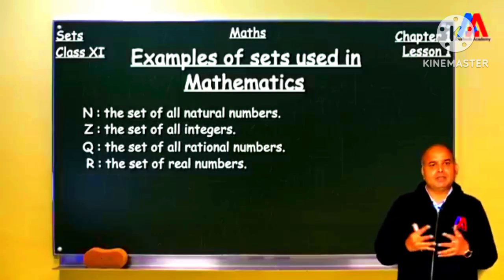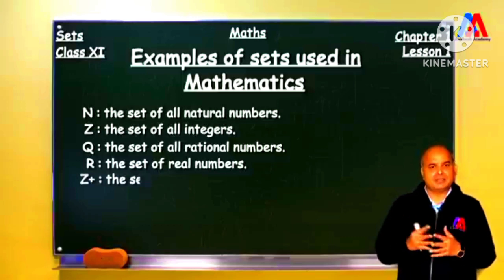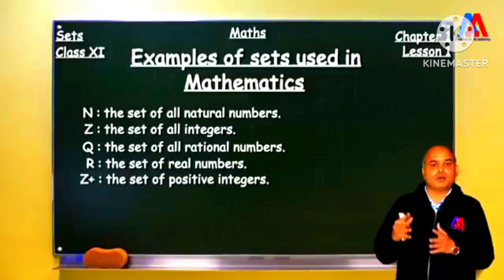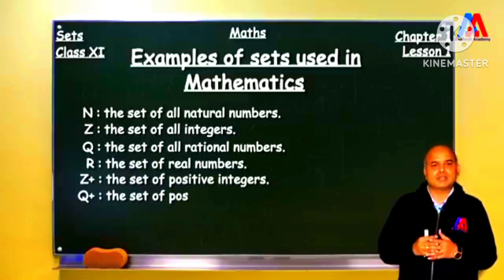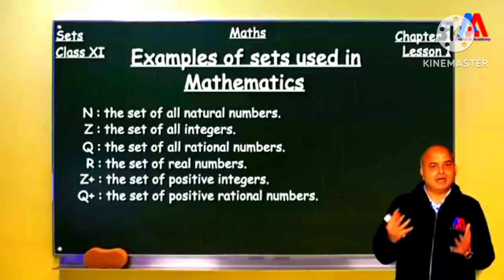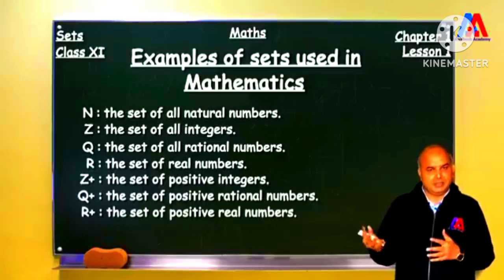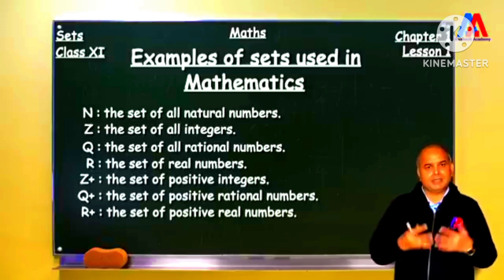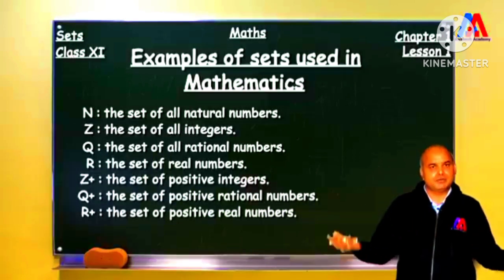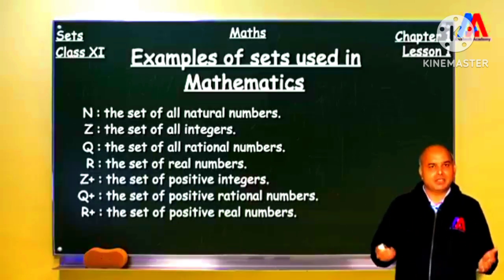And then sometimes we use the term Z plus. Z plus is basically the set of the positive integers. Q plus is the set of positive rational numbers, and R plus is the set of positive real numbers. So these are the commonly used mathematical sets which we will be using from time to time in this chapter.